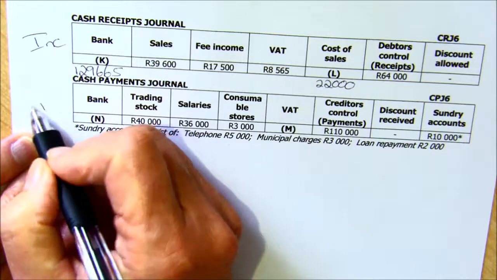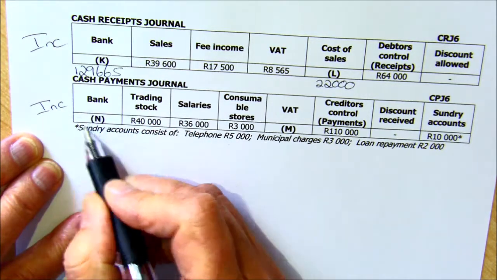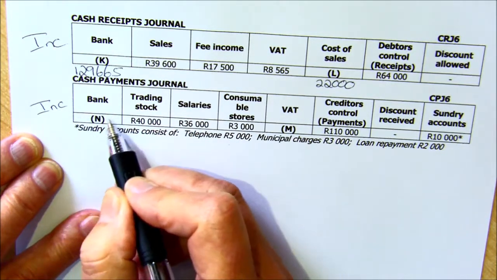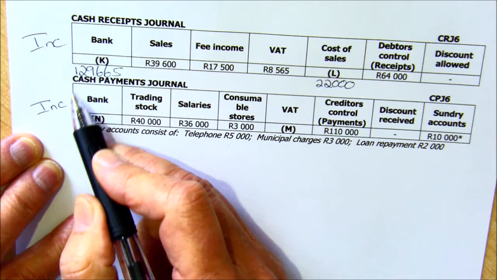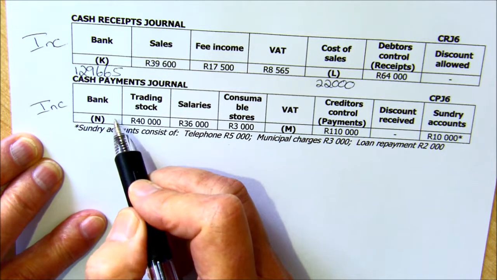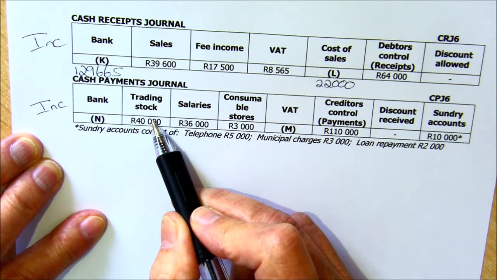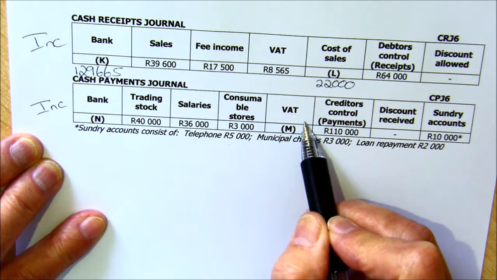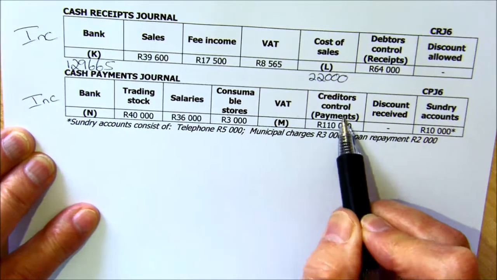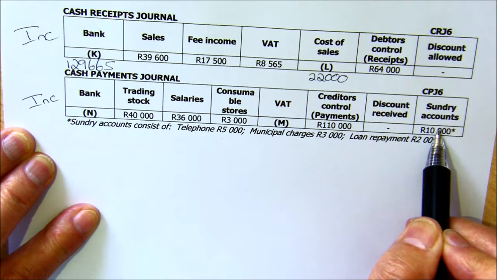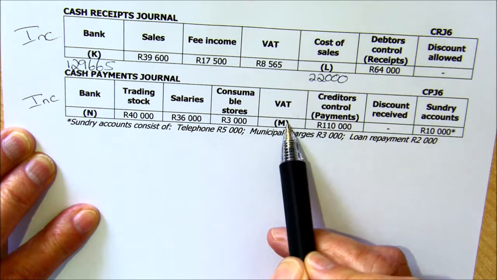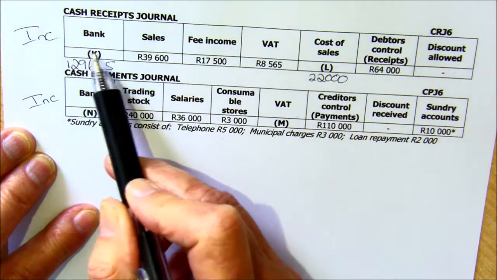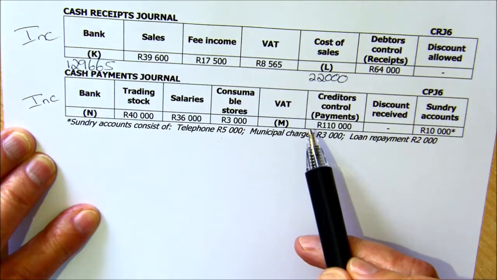And that is exactly the same in the cash payments. N, the amount you had N, is the inclusive. It's all the money you pay out. So you will pay out for trading stock, salaries, consumable stores, you'll pay for VAT, and you'll pay your creditors, plus you'll pay what's in the sundry. Now, this one is a little bit more complicated because you don't have the VAT figure, so you can't just add up like we did in the previous exercise.